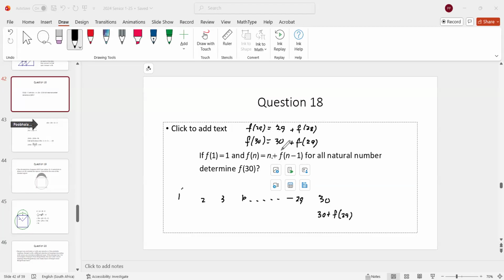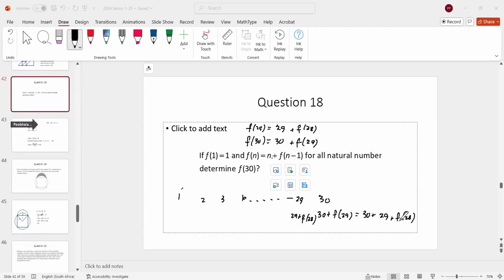So f of 29 is 29 plus f of 28. Okay, so we still don't know what this is. But now you can replace this f of 29 by 29 plus f of 28. So this is equal to 30 plus 29 plus f of 28.